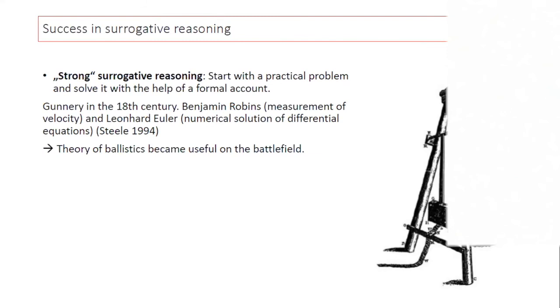But importantly, Benjamin Robbins built this thing here, this measurement method, the ballistic pendulum, which was used to measure the velocity of the cannonball as it leaves the cannon, and also the air resistance of this motion. And also, it was important that Leonhard Euler developed numerical solutions of differential equations. So the theory of proportions, or the mathematics of proportions, was not used so much anymore, and instead they used equations the way we do it today.